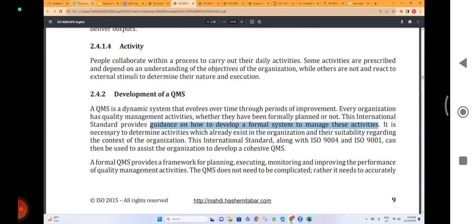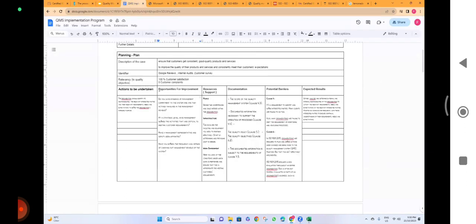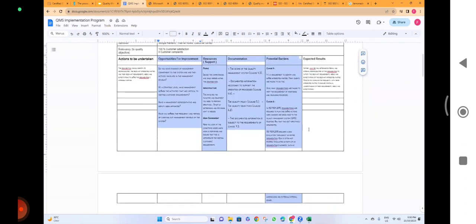So we said that this can be done in 12 steps. The idea here is that what to do, ISO has already told you, and what you have to achieve at the end of it, ISO has already highlighted. So your job now is to make sure which documented information do I have to use here? What are the opportunities for improvement? What are the resources that I have to use? In other words, your job as a lead implementer is just between here. Avoid these potential barriers, have this documentation, have these resources and these opportunities for improvement. That is going to help you to complete all these actions so that you achieve these expected results.